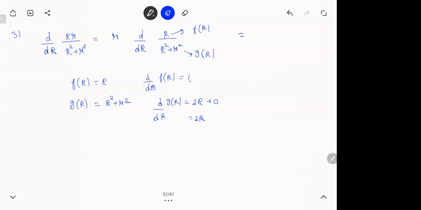Now, do you remember the formula for this thing? g of x into differential of f of x minus f of x into differential of g of x by g of x whole square. This is the f of x by g of x formula, na? The fourth identity. Hope you remember this thing. If you remember, there were four identities, na? A into f of x plus or minus g of x, f of x into g of x, f of x by g of x. This is the fourth one.